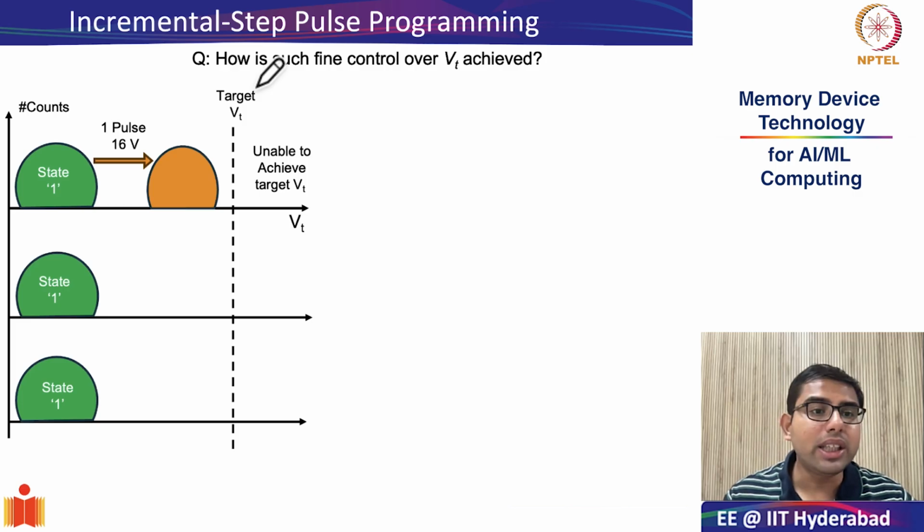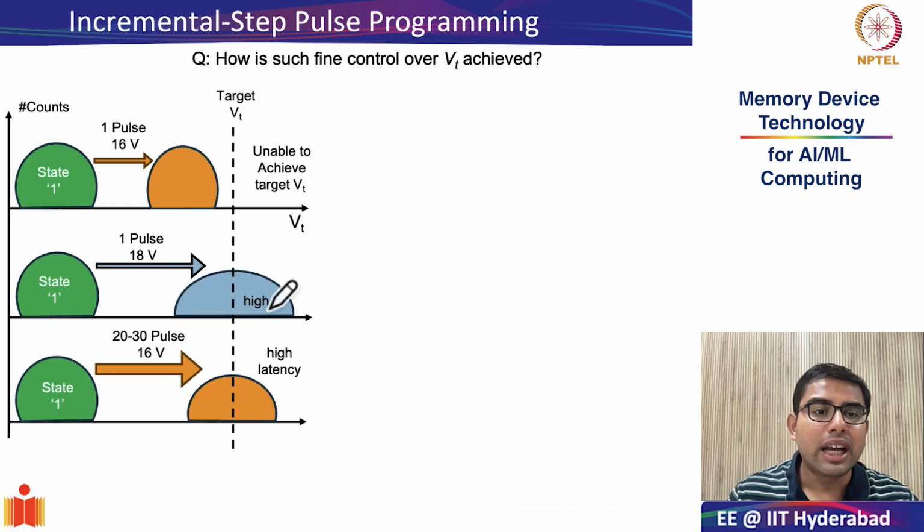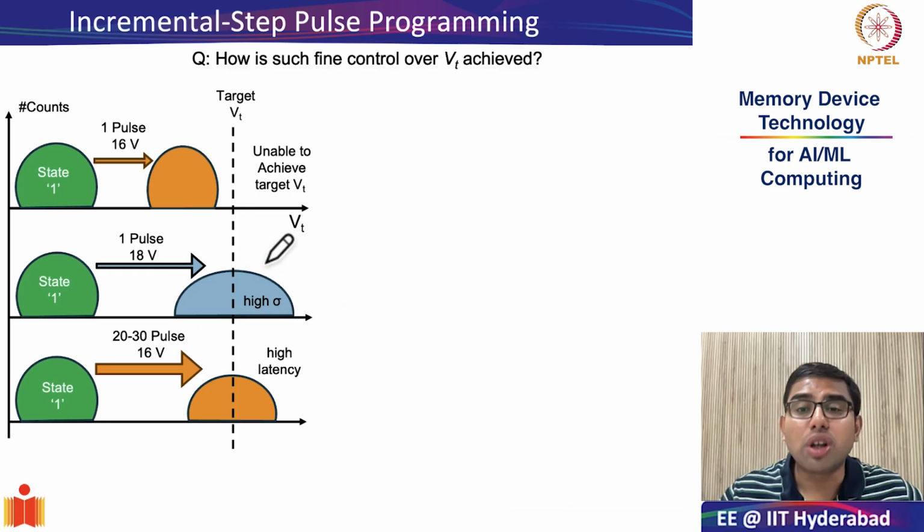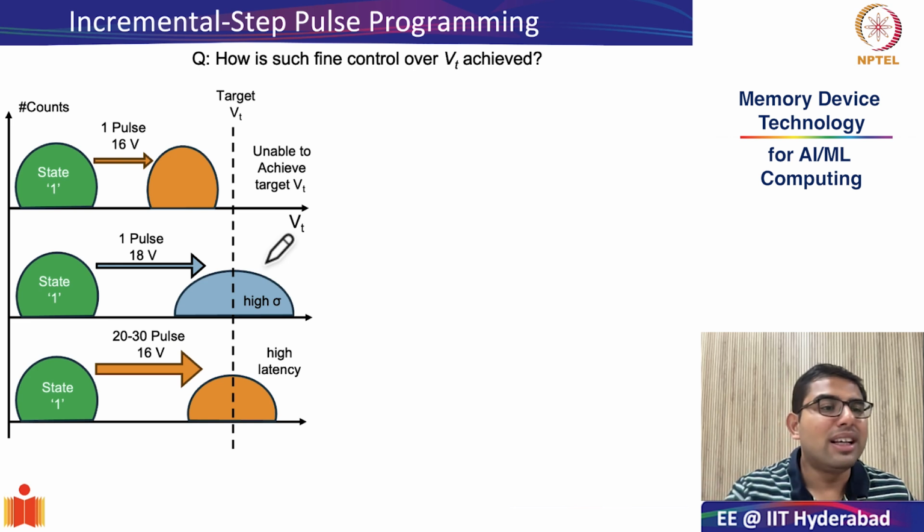We will apply a pulse with slightly larger magnitude of 18 volts. And what we see is, although we are able to achieve the target VT, it comes at the cost of a much larger standard deviation. This is common sense. If you apply a larger force on a particular object, the displacement or the variability in the displacement will also be larger.